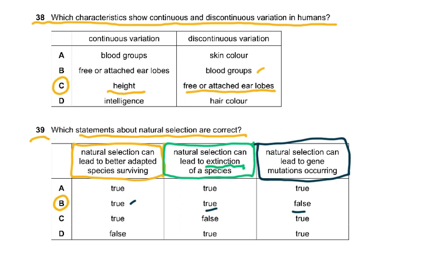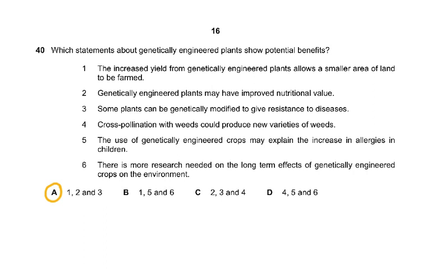Okay. Then we come to the last question. Question 40. Which statements about genetically engineered plants show potential benefits? Number one, the increased yield from genetically engineered plants allows a smaller area of land to be farmed because we have more crop, more rice, more wheat, more sugar cane. So that's good. It's an advantage. Then genetically engineered plants may have improved nutritional value. As some genetically engineered plants have more vitamin D in them, so that will prevent vitamin D deficiency and that will make the world a better place because people suffering from vitamin D deficiency will decrease.